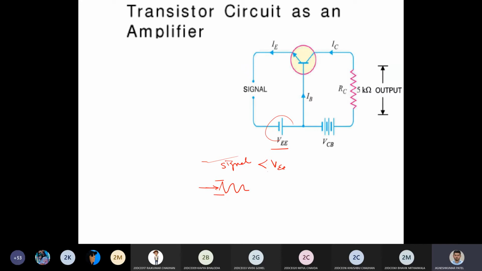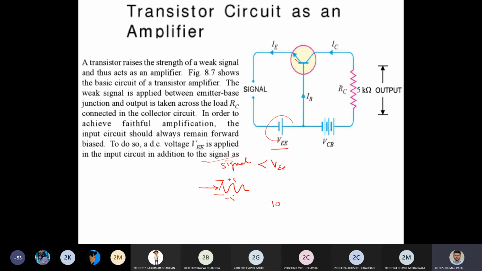Let us say the signal is -5 to +5. Then I have to make sure that VEE is such that the junction is not reverse biased. So let us say VEE is 10 volt. What will happen? When the signal is at the negative peak, 10 plus -5, I will still have 5 volt, and that 5 volt can keep this in forward bias. In the same way, with 10 plus 5, the base-emitter junction is also in forward bias. So you have to make sure that this junction is in forward bias.